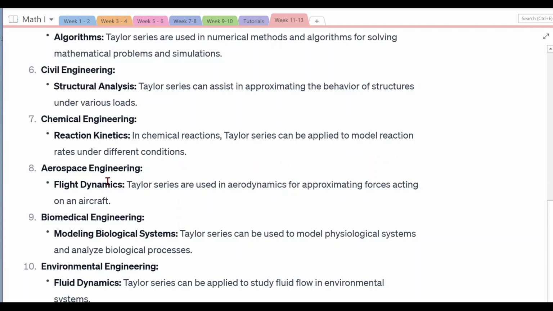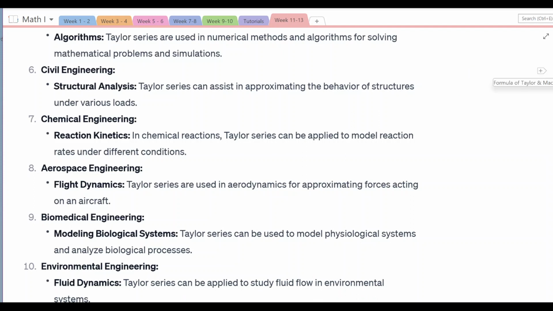And then there are also other applications in aerospace engineering and biomedical engineering. For example, it can be used to model physiological systems and analyze biological processes, as well as in environmental engineering for fluid dynamics, in which it can be used to study fluid flow in various environmental systems.